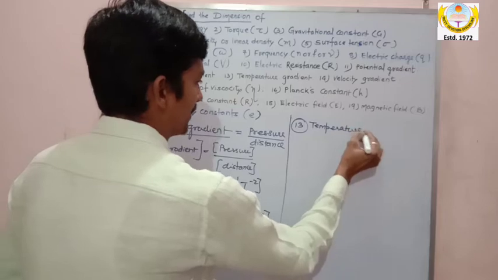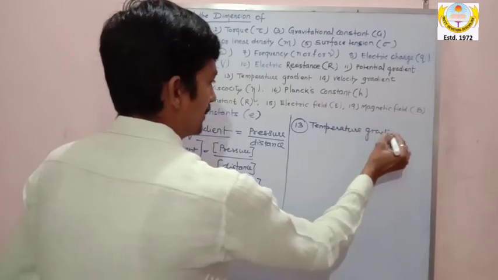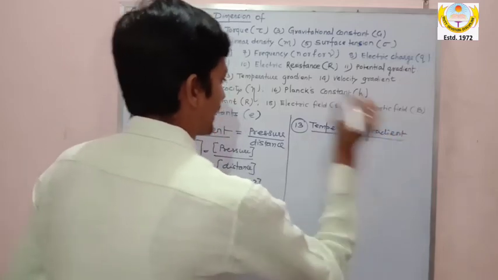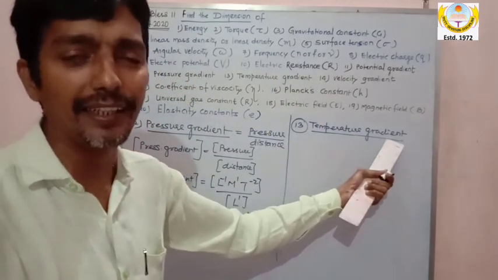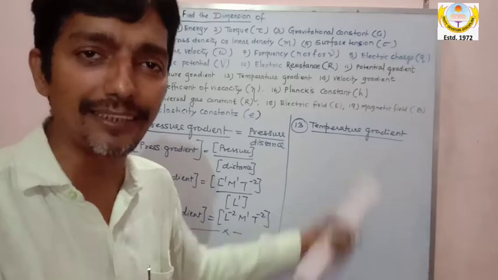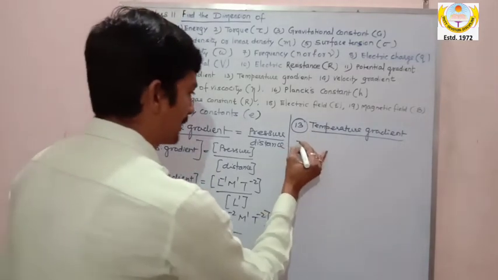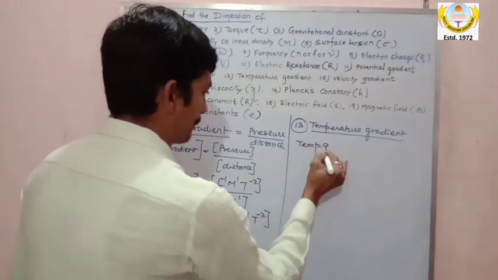Temperature gradient. So here, this is temperature gradient. Again, this quantity, temperature, ends with the word gradient. So temperature will be divided by distance. So what is the dimension of temperature gradient?